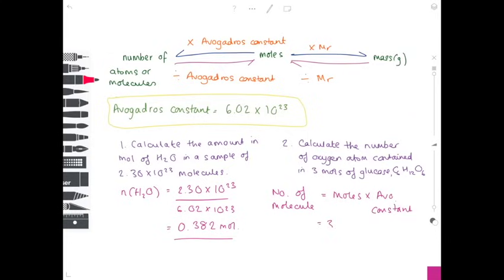Let's substitute in the values. So it's 3 times 6.02 times 10 to the 23. Work that out and it's 1.806 times 10 to the 24. But crucially, that's the number of molecules of glucose, but we need the number of atoms of oxygen. And you can see within that 1 molecule of glucose, there are 6 atoms of oxygen, which is why we need to multiply that number by 6 to get a value which is 1.08 times 10 to the 25.